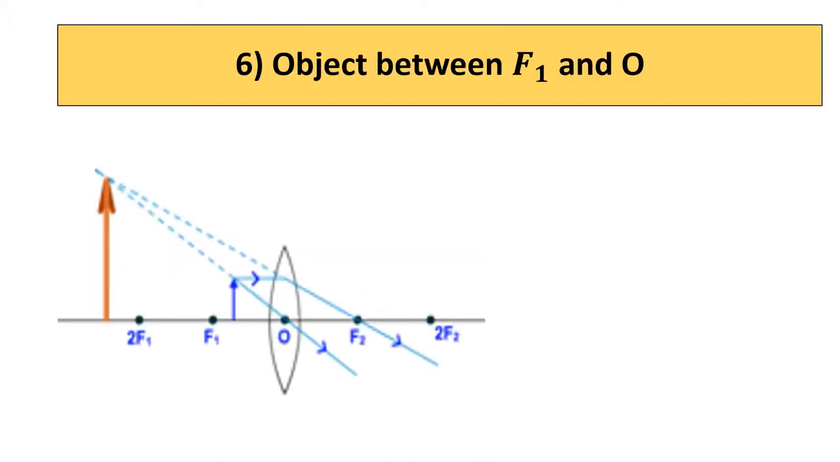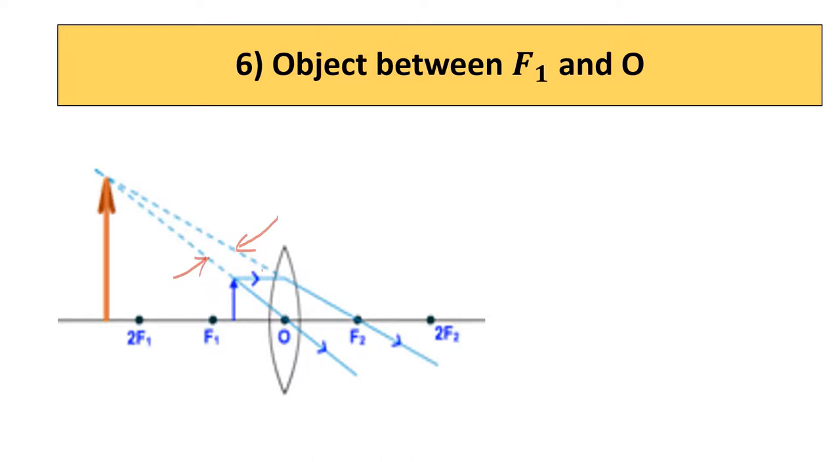When the object is placed between F1 and O, this is the object and it is placed between F1 and O. Ray 1 is parallel to the principal axis and therefore after refraction it should pass through the focus. Ray 2 is passing through the optical center and it is undeviated as it is passing through the optical center. These two refracted rays do not meet each other. But if you extend these refracted rays backwards, these dotted lines are the extensions.